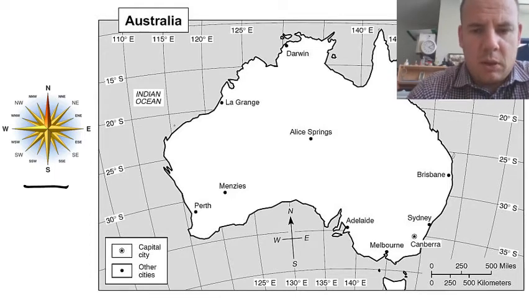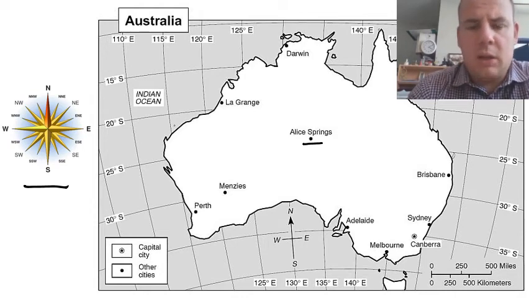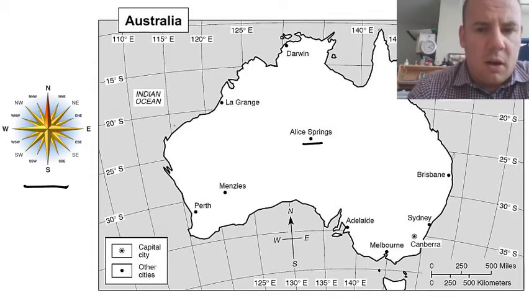So what we're going to do, we're going to look at Alice Springs here, right in the middle. I'm going to start doing some questions about direction from Alice Springs. So you're going to be asked questions of what's direction from to, and you need to make sure you're reading the question really carefully. So if I was to ask, what's the direction of Brisbane from Alice Springs?